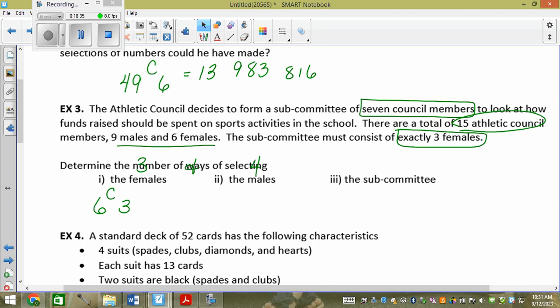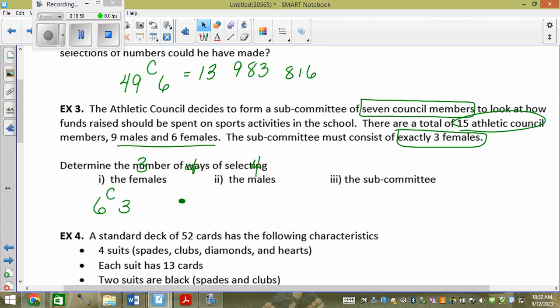Why is it and not or? Because I need to combine them to get 7. If it's 3 or 4, I would have a 3-person subcommittee or a 4-person subcommittee. I still wouldn't have 7. Right? So that's why we have to and these. So 6C3 gets me the 3 females and multiply, because and add do not go together. And I need 4 males.